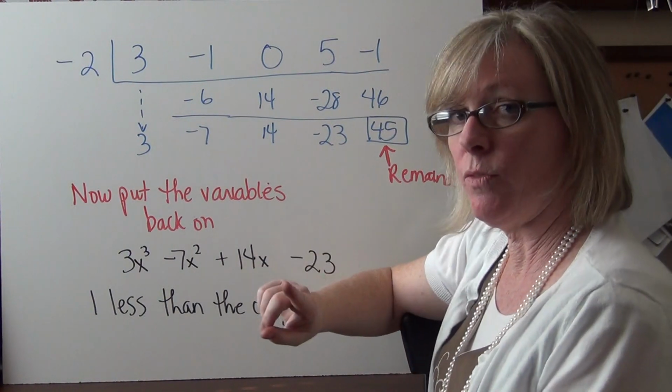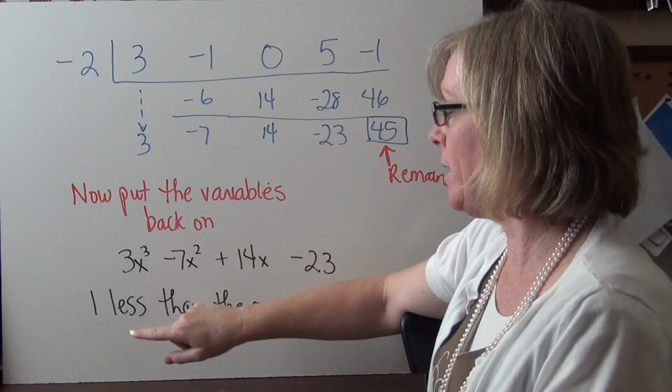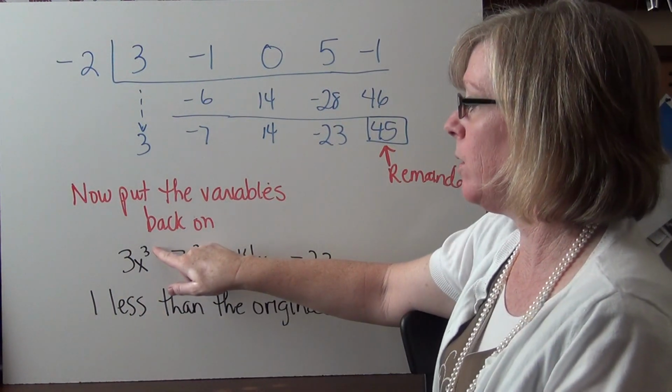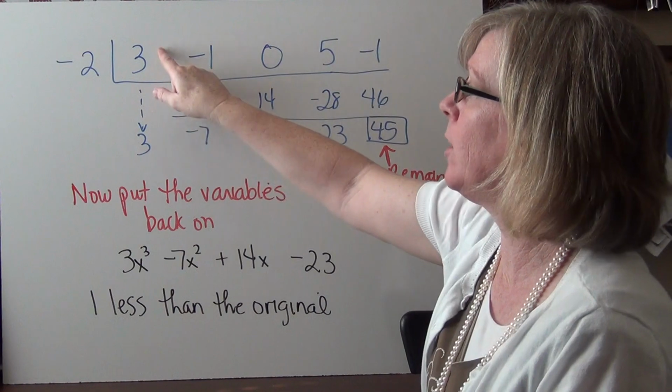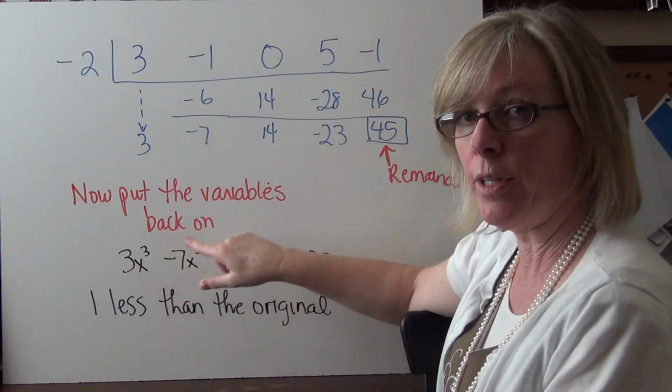But as far as our exponents go, when we come to put our variables back in here, we will always have one less exponent, or one lower exponent, than we had in the original. This was x to the fourth, so I knew my answer was going to be an x to the third and go down from there.